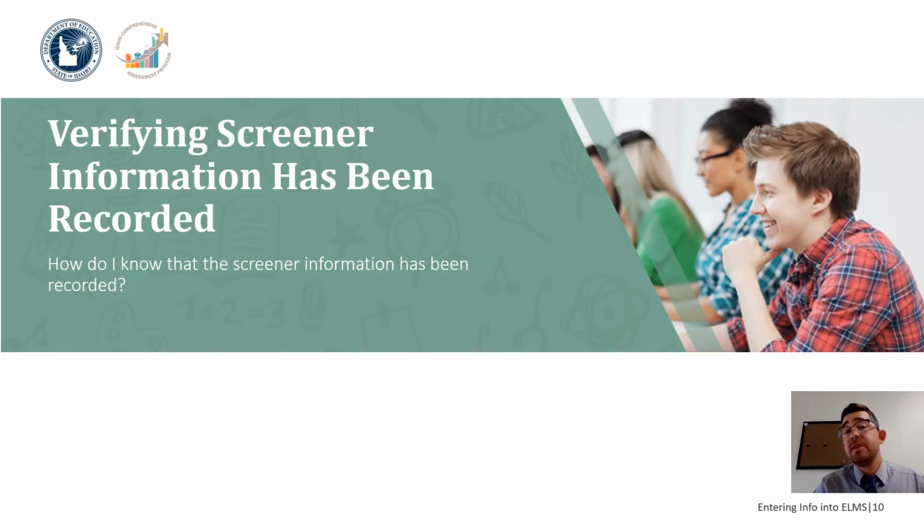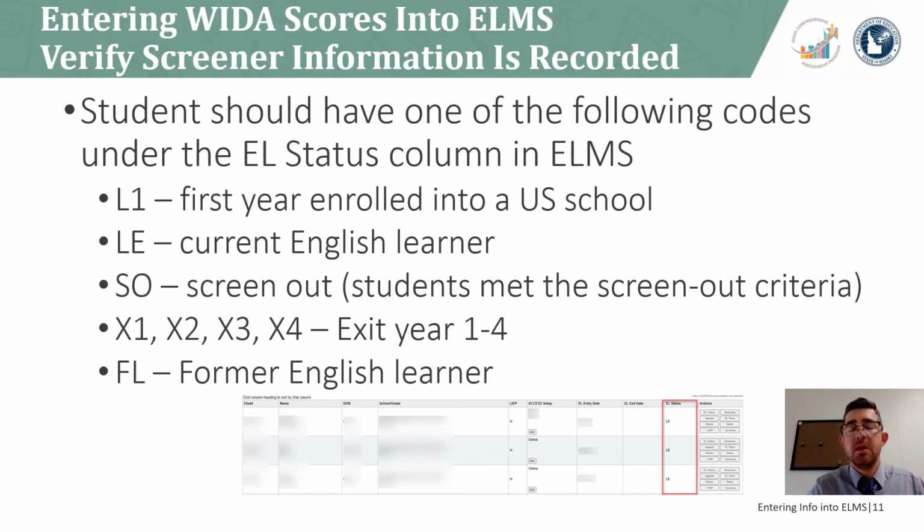The next slide explains how users can verify the screener information they have submitted was successfully recorded. After an ELMS editor user has entered both the screener information and the screener scores into ELMS for the formal WIDA screener or kindergarten WAPT, an EL status should populate under the EL status column under the student's record. Students identified using the screener administered in Idaho are more than likely going to have an EL1, LE, or SO EL status.